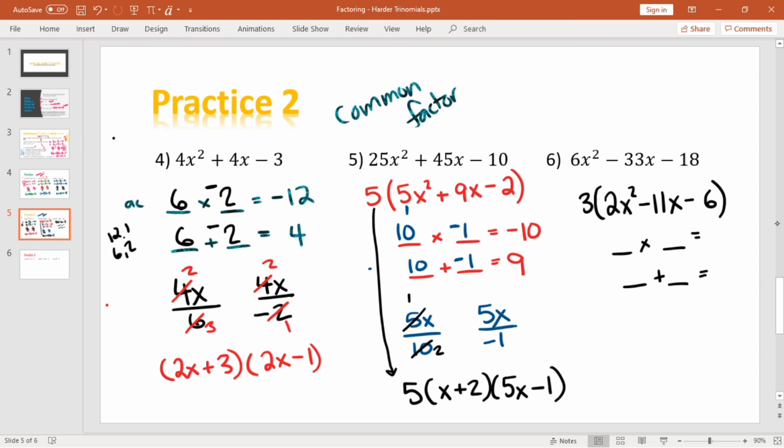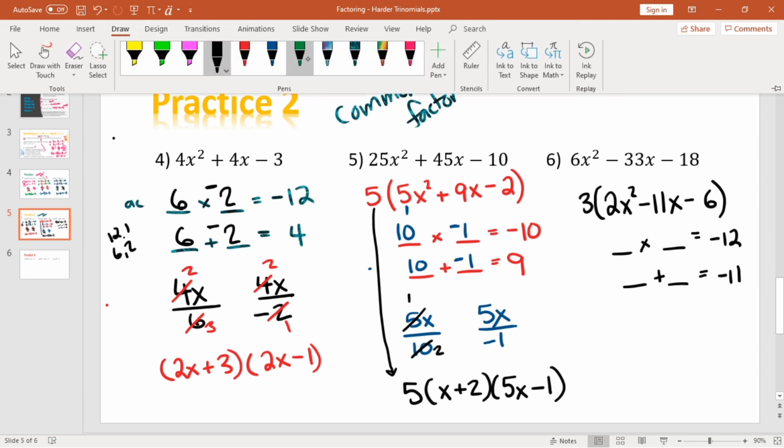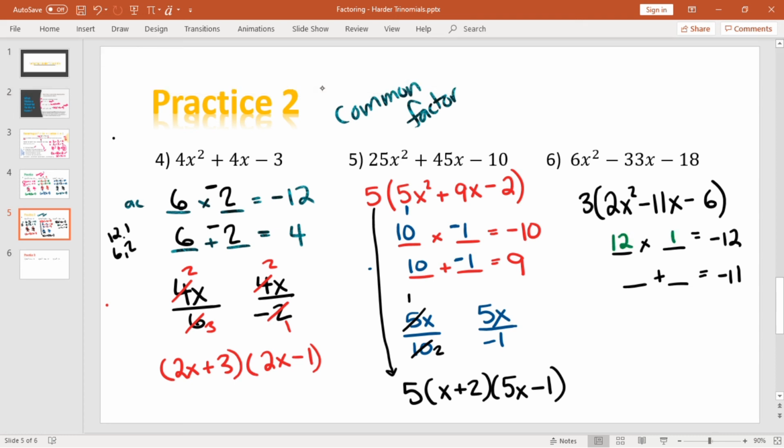Okay, I need to multiply to negative 12, and I need to add to negative 11. My AC line is negative, so I'm looking for factors of 12 that are 11 apart. And that's only 12 and 1. And I need it to be negative, so the bigger absolute value will be negative.